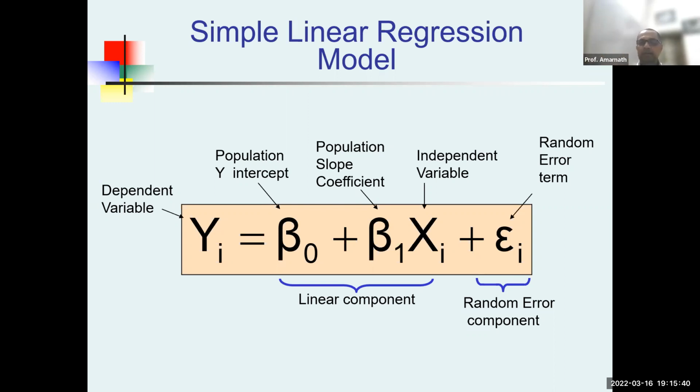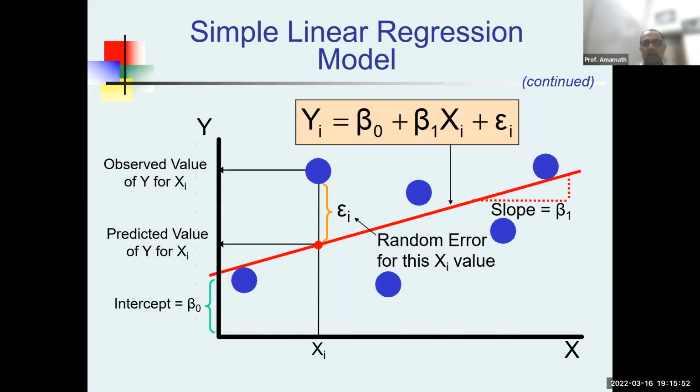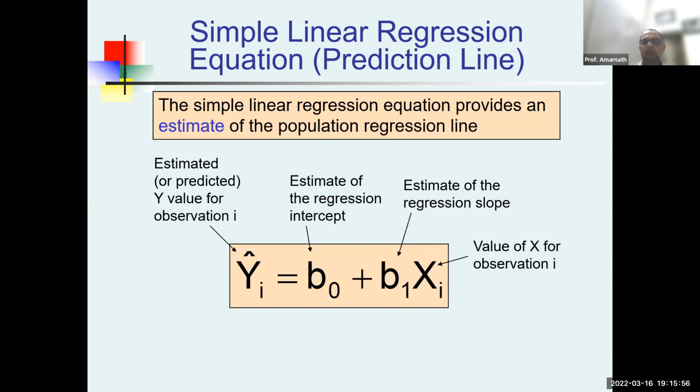Beta naught is the population intercept. Beta 1 is the slope coefficient. xi is the independent variable. The random error term is denoted by epsilon here. If we convert this to another form, it becomes y equals a plus bx. On a regular basis, we try to use it.